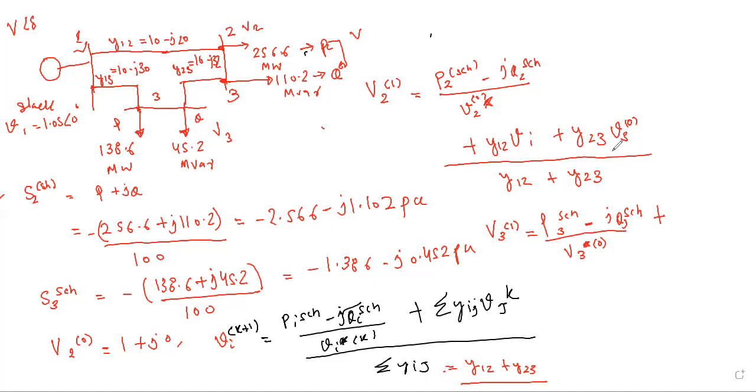Y13 plus Y23. See, this 3 is getting connected to 1, correct, and to 2. Y13 V1 plus Y23 V2. So this is the connection. Once you have got this connection, now you have written both the equations.